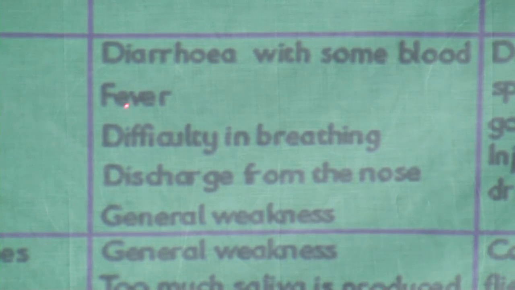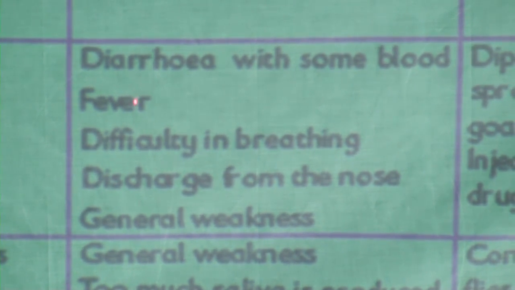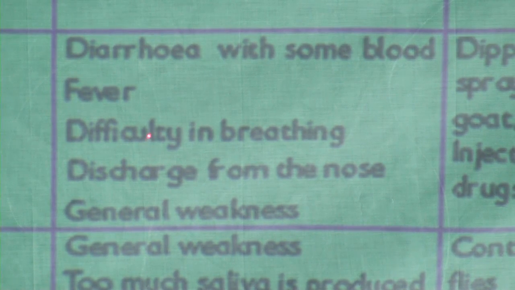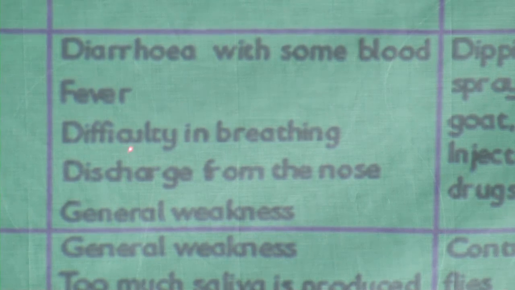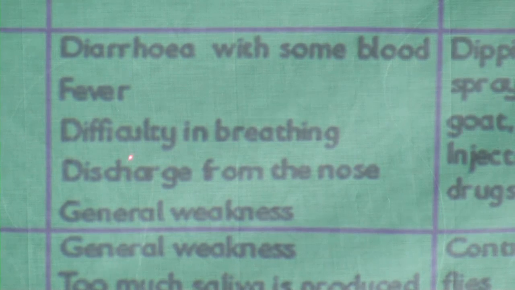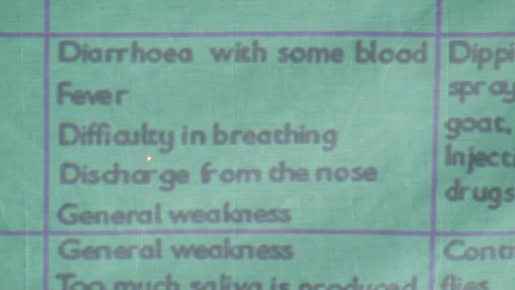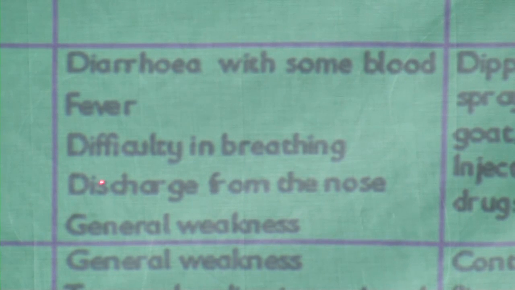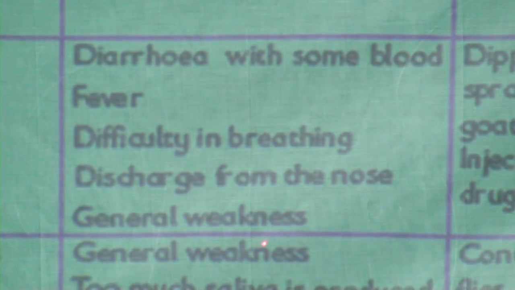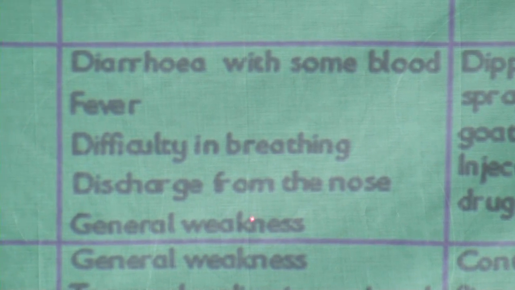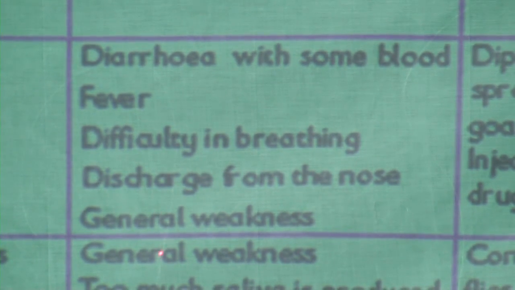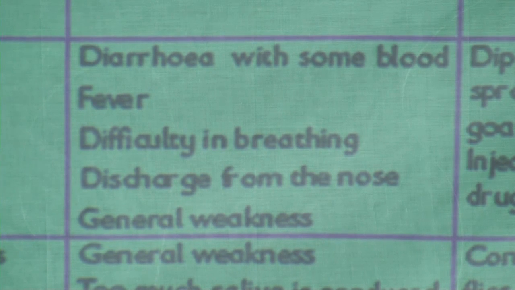Then also they have fever. The temperature rises, so this is a symptom. Difficulty in breathing. So the animal won't be able to breathe. This will show that the animal is having East Coast fever. This is also associated with pneumonia. And then next, discharge from the nose. So you can see a runny nose in animals. Then general weakness. The animal will be very weak, and at the end they will lose appetite, not feeding properly.